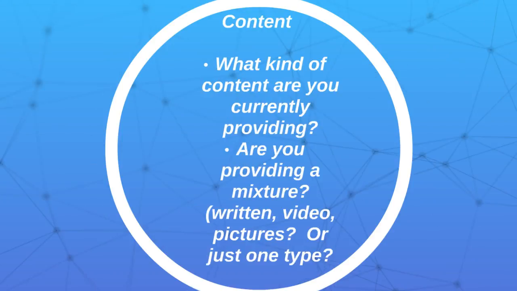And that brings us to the last point, which is content. What kind of content are you currently providing? Are you providing a mixture of content, written content, video, pictures, or just one type of content? One thing a lot of people tend to make a mistake on is that in terms of content, they provide one specific content piece: written, video, or pictures. Not all three. You want to have all three, simply because you have three different types of learning types. You have visual, you have auditory, and you have kinesthetic.